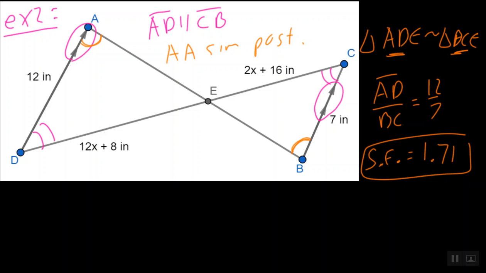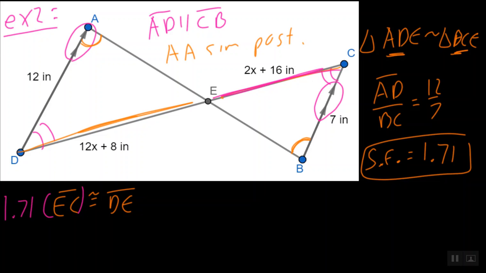Now, in order for us to take these 2 expressions and for us to solve for x, we know that we can't necessarily do EC is congruent to DE. We can't do that. We can only do this once we multiply our smaller side by our scale factor of 1.71. And now we can create a true expression. So we can do 1.71 times our smaller side, 2x plus 16, is equal to 12x plus 8.